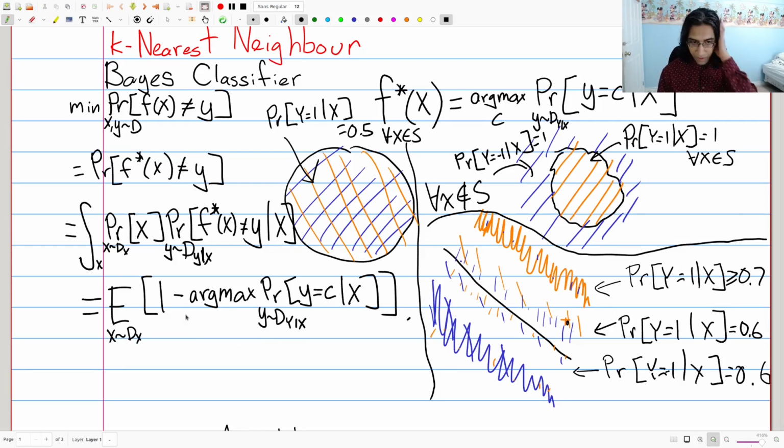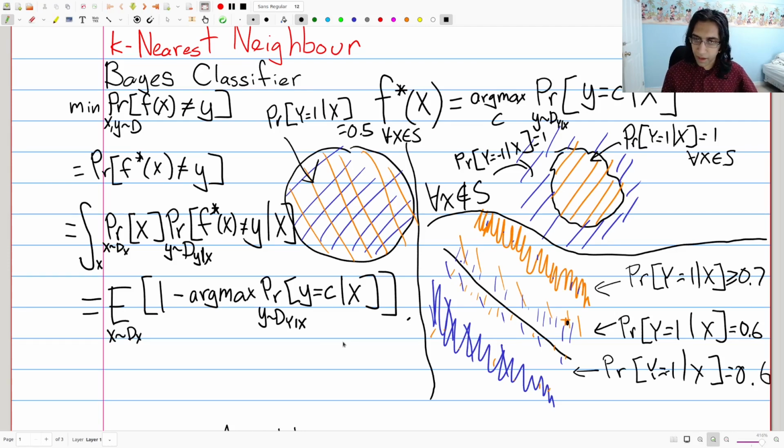Cool. So this is a fairly simple way, and you can kind of match it up with these different cases. You can see that here, in this very simple case, the argmax of this probability is going to be 1. So you have 1 minus 1, which gives you 0 loss. Here, in this case, the max is going to be 0.5, and therefore this will be 1 minus 0.5, so the loss will be 0.5, and here it'll be something in the middle.